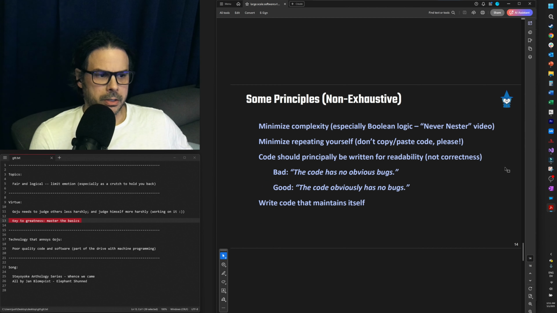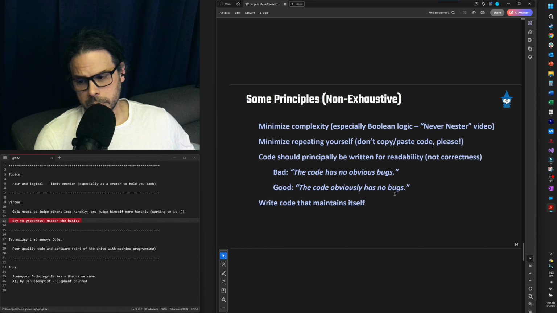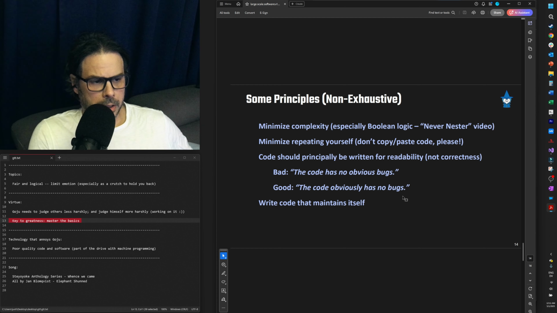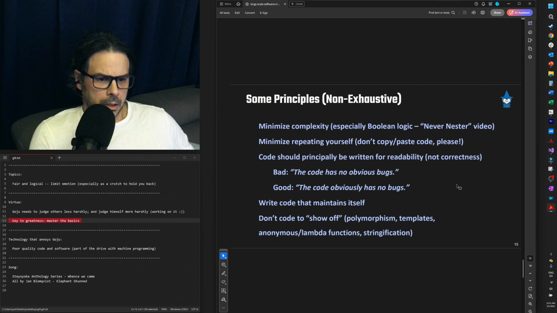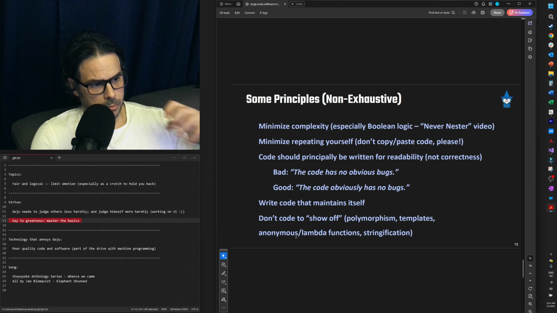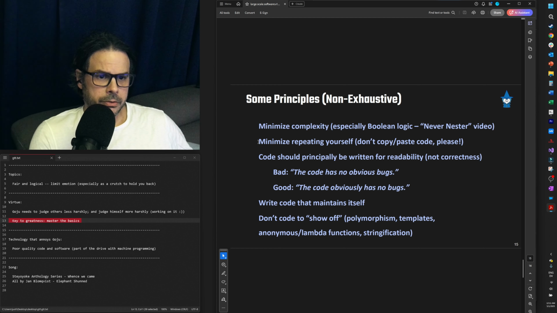The next piece is to write code that maintains itself. We've seen examples of that with the enums and moving away from embedding literals, copy-pasted things, massive run-on if statements, things of that nature. And then the last one, again, not exhaustive, just meant to be a short starting point for some principles that we can use to write large-scale software. And this kind of dovetails with minimizing complexity: don't code to show off. Don't.